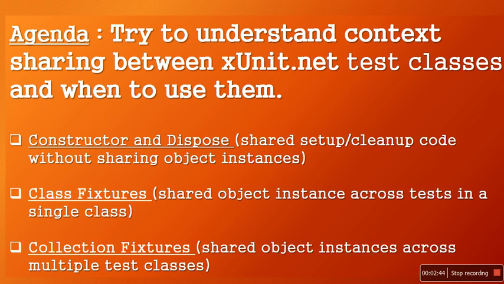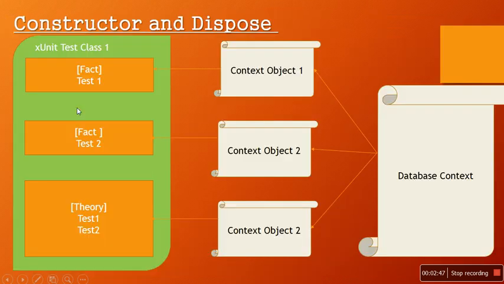So let's try to see it visually. You can see here, let's say, the database context. The database context is being created 4 times: 1, 2, 3, 4, because this XUnit test class has 4 test methods. Okay, I hope it is clear.